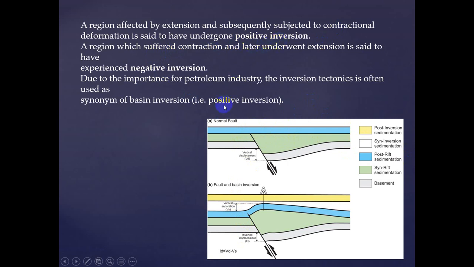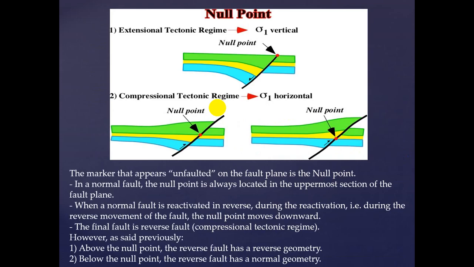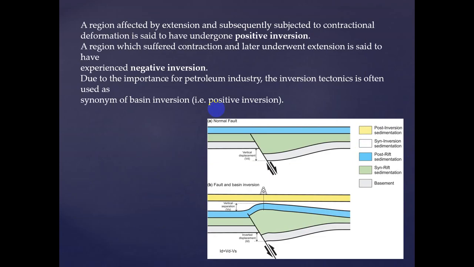Okay, we have another type of inversion. It's called negative inversion. Negative inversion means an area that underwent compression and later on was subjected to extension. We have two different inversions. So a region which suffered contraction first and later underwent extension is said to have experienced negative inversion.